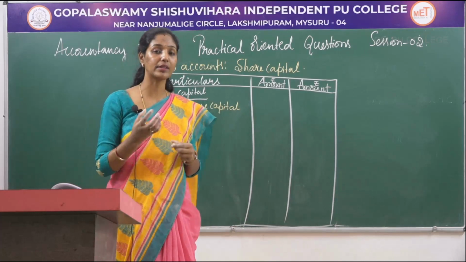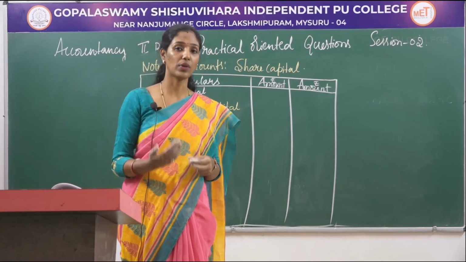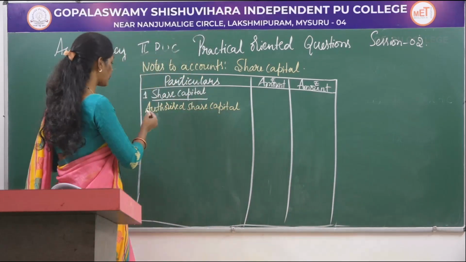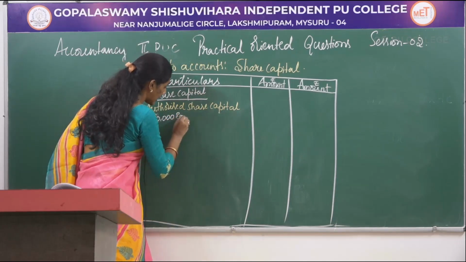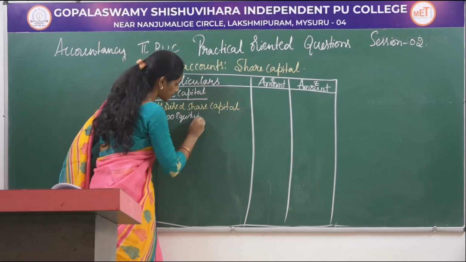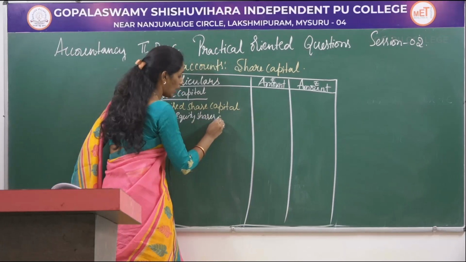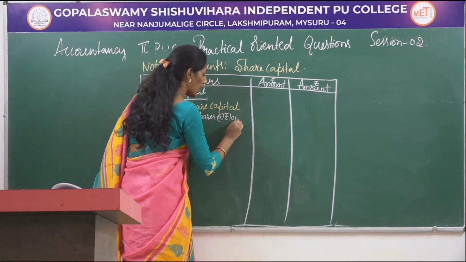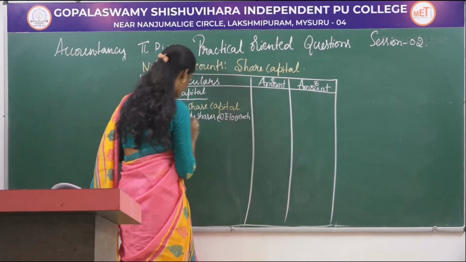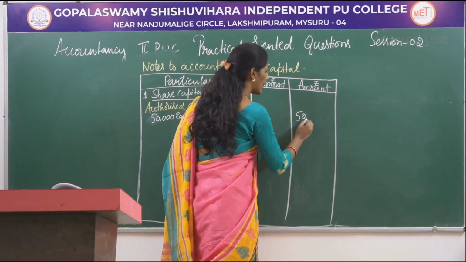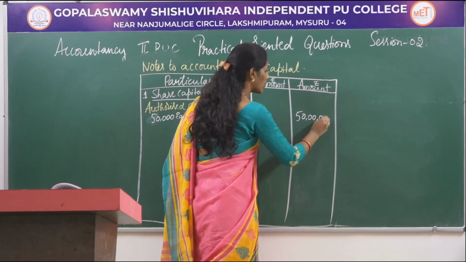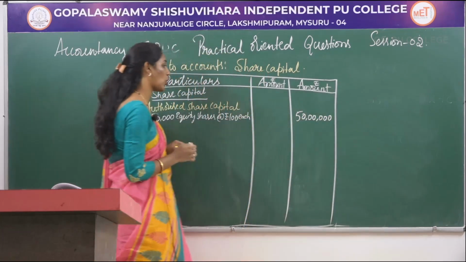In this statement you have to mention the number of equity shares and the amount of capital that the company is going to raise from the public. So here you have to write 50,000 equity shares at rupees 100 each. 50,000 into 100 you will get 50 lakh. So enter it in the second amount column.